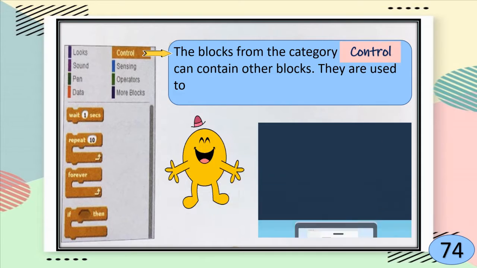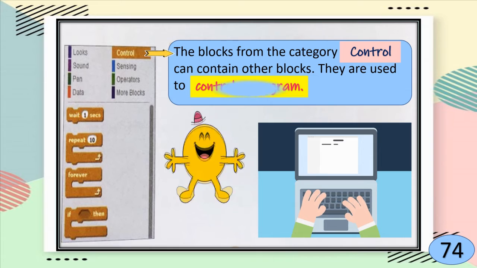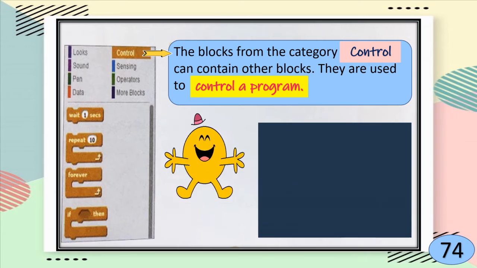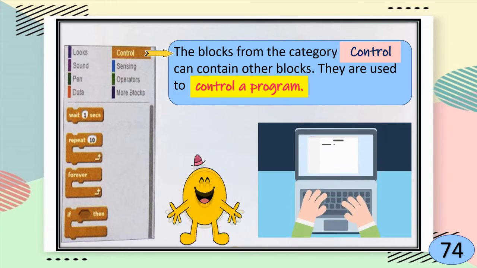Now let's proceed to category control. The blocks from the category control can contain other blocks. They are used to control a program. In here we have the blocks wait a second, repeat, forever, and the if then block.